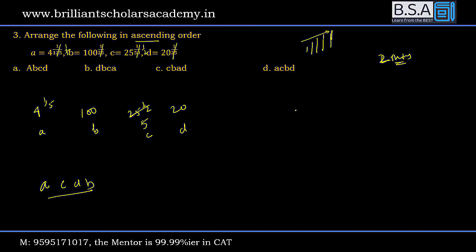ये उल्टा कर दिया मैंने यहाँ पे. A, C, D, B. Ascending order, smallest to larger. ACDB, absolutely. Simply, power is same, you can cancel the part. 1 by 25 can be cancelled from every place. सीधा गैप कर दो उसको.